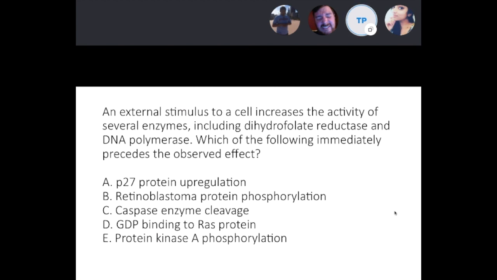So it's telling us that we have increased activity of enzymes such as dihydrofolate reductase and DNA polymerase. What is that suggesting? How do we get to that point? Or what's happening in order for us to see these enzymes in relation to the cell cycle?